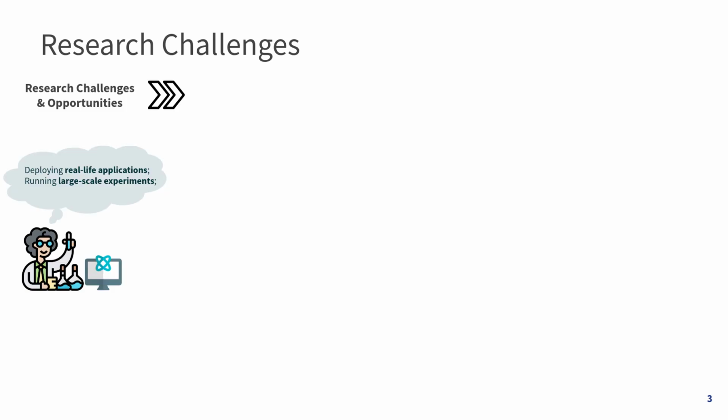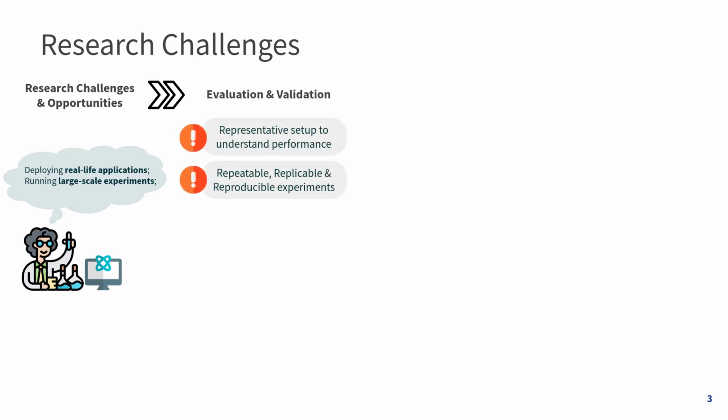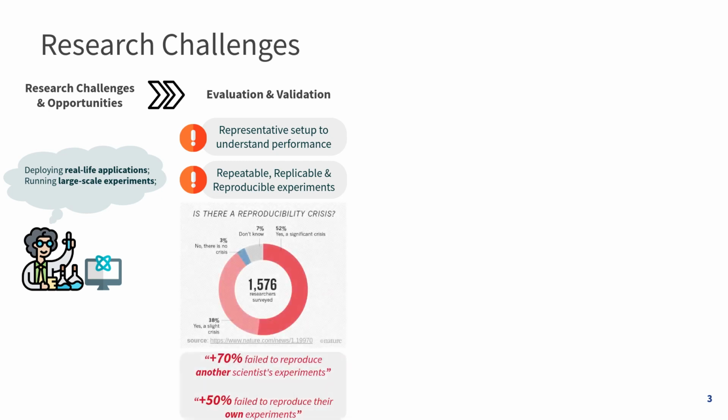After the researchers have proposed their own solutions, the next research step consists in evaluating and validating the proposed approach. And here, two crucial aspects are important during this phase. They are achieving a representative setup to understand the performance of the application and also establishing procedures for reproducibility. Regarding reproducibility, Nature published a survey, and they discovered that more than 70% of the researchers failed to reproduce another scientist's experiments, and also more than 50% of them failed to reproduce their own experiments.